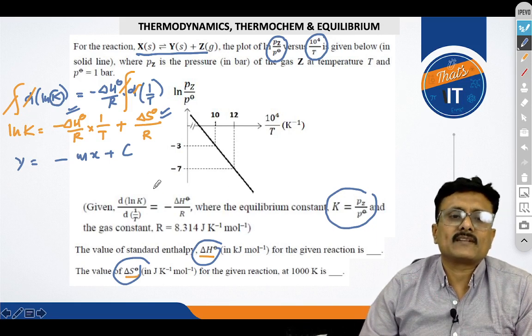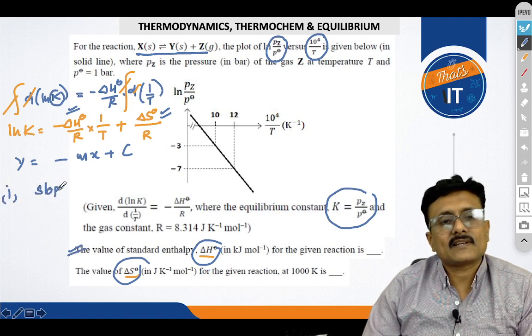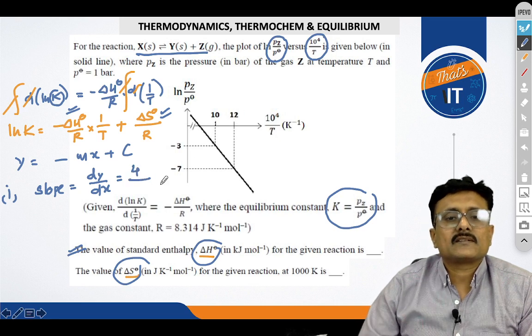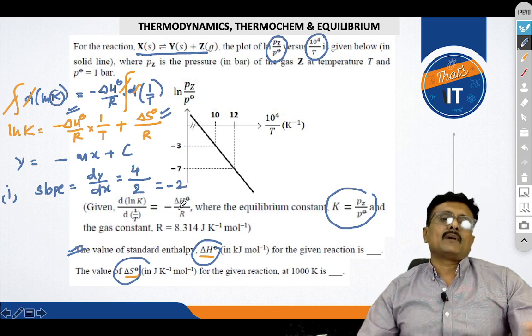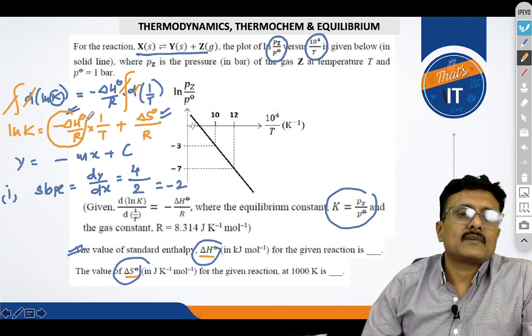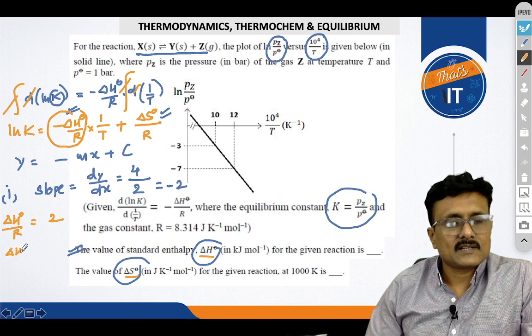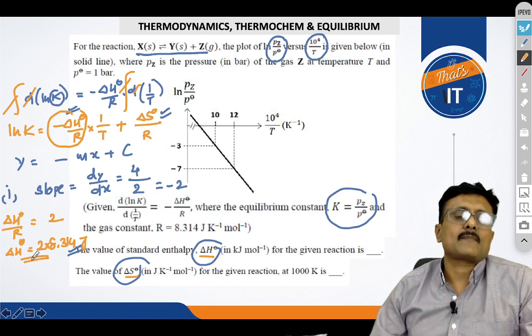Now we can see the slope, right? Now how do you find out if you want to solve this question? You know that slope we write as what? Dy by dx. So that is 7 minus 3, 4 by dx is 12 minus 10, that is 2. But it is negative slope, hence we write this value as minus 2, isn't it? Now we can see from this expression y equal to mx plus c, you can see the slope value is equal to what? Delta H naught by R equal to 2. So the value of delta H we got 2 into 8.314 joules. So first question is done, isn't it?